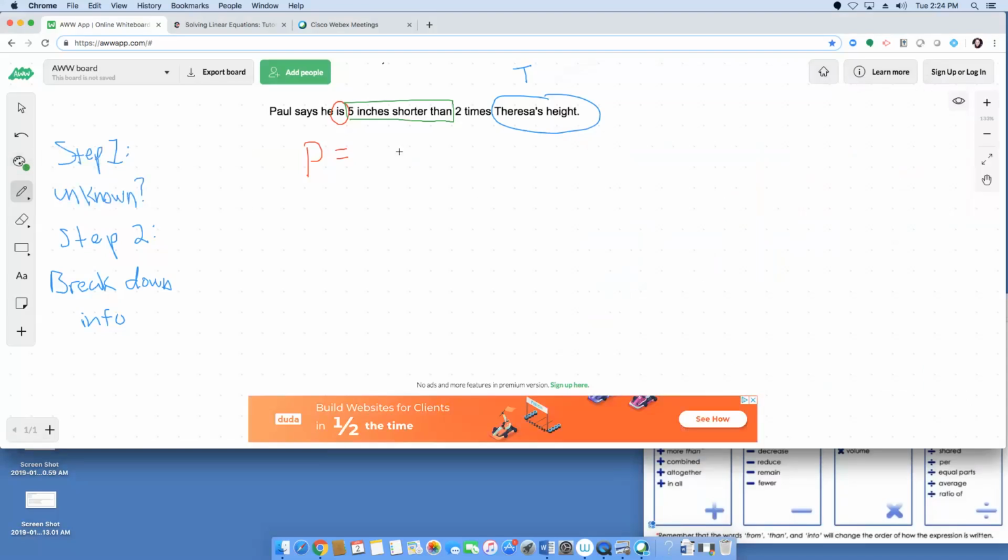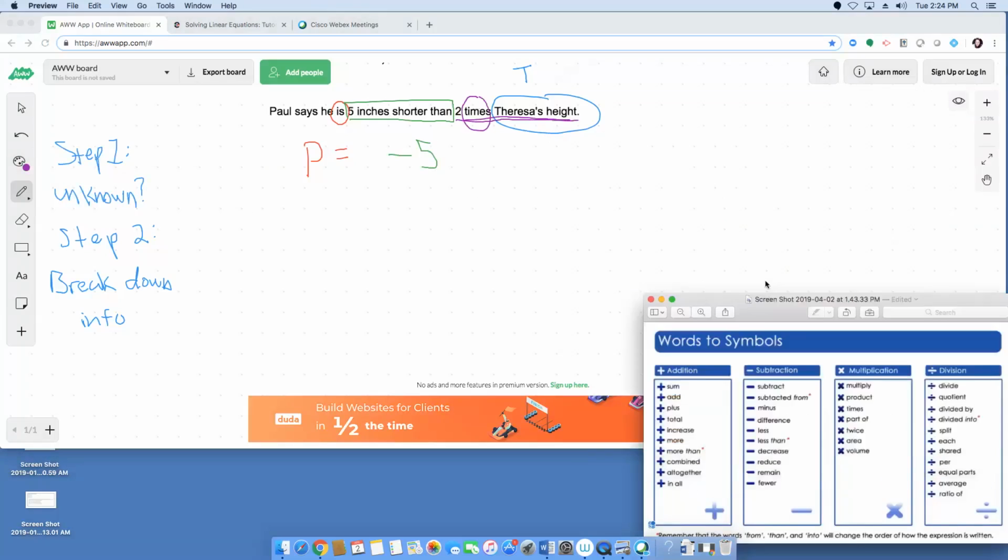So minus 5. Okay. Now let's get another color. And the other piece of information is 2 times Teresa's height. 2 times Teresa's height. So anytime you see, oh, it was twice the size or 3 times the size, literally it is telling you what operation to use, right?